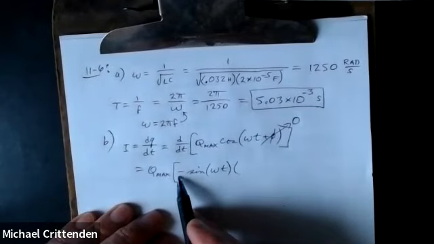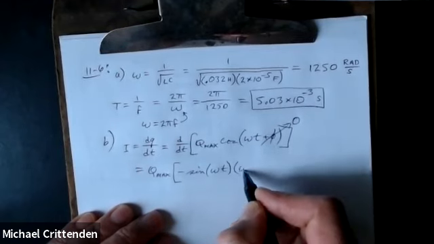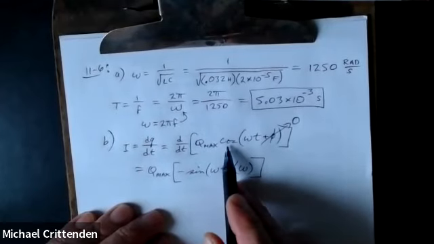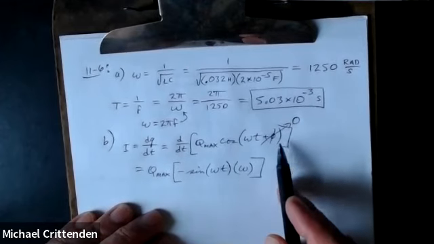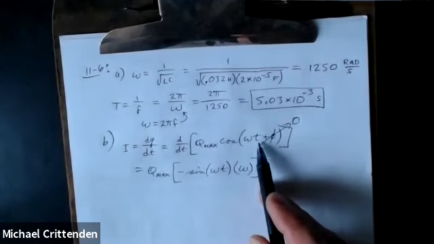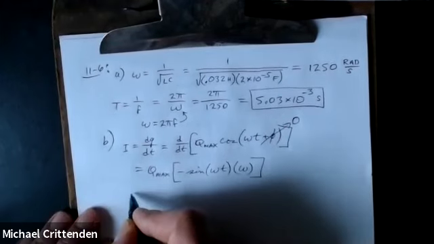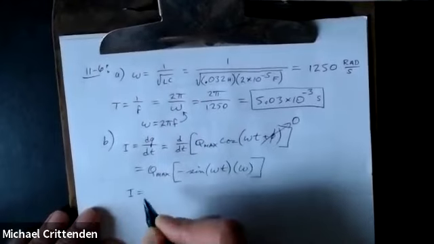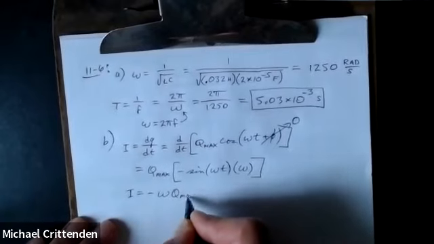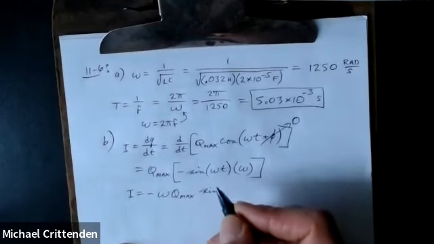So the derivative of cosine is minus sine, but there's also a factor of omega because of the chain rule. You have to take the derivative of what's outside the parentheses, which is the derivative of cosine, times the derivative of what's inside, the derivative of omega t. Omega is just a constant, and the derivative of t is t to the 0 power. So the current as a function of time is minus omega Q max sine of omega t.